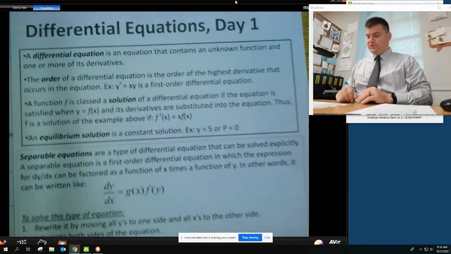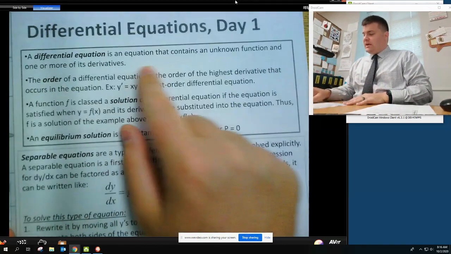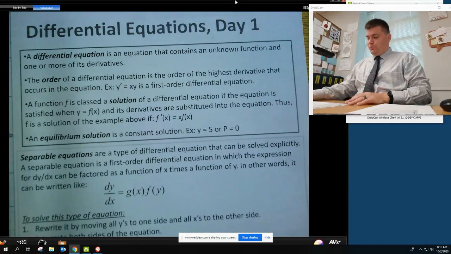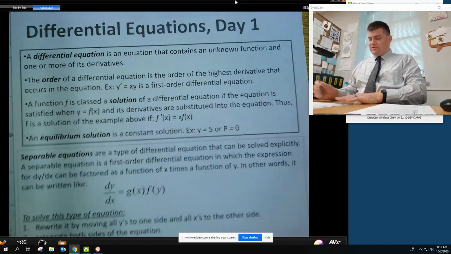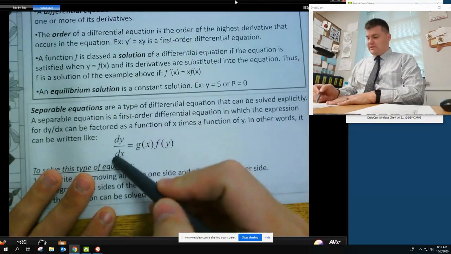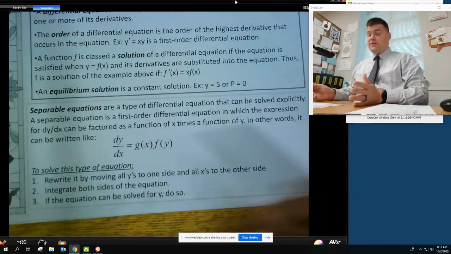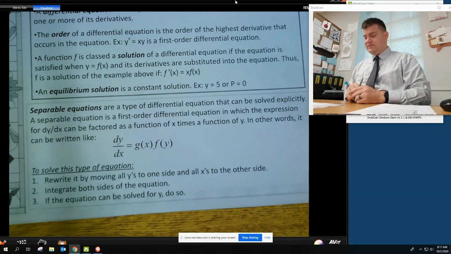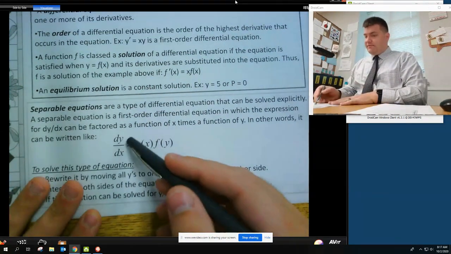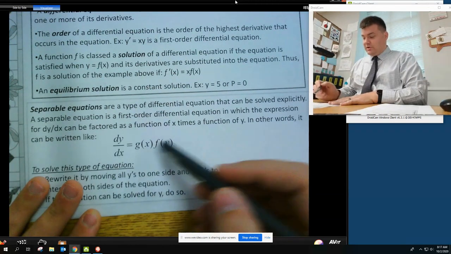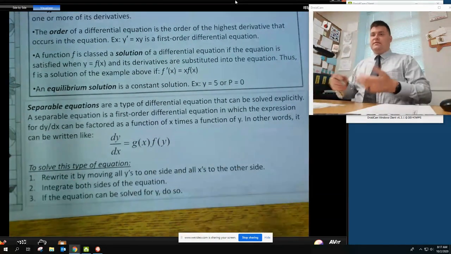So let's describe what a differential equation is. It's an equation that contains an unknown function and one or more of its derivatives. So pretty much it just gives you dy over dx equals two separate types of x and y functions, and you just need to separate your variables and find what your y is, find what your x is, and then go from there. Okay, so it's pretty much going to give you the derivative in terms of x's and y's, and you need to find the original equation.